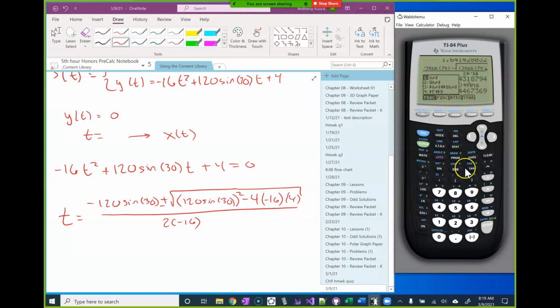It just helps me keep everything in line, because I'm able to write it the same way it looks. Now I can't do a plus or minus on my calculator, so I'm just going to write a plus first. And depending on what my answer looks like, I might have to go back and look for the minus also. Everybody still good with what I'm doing here?